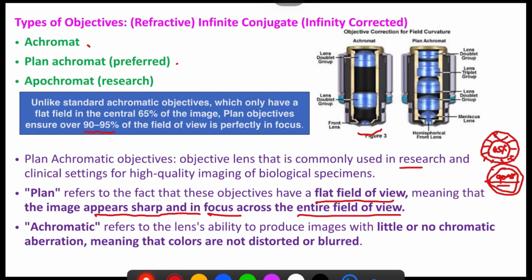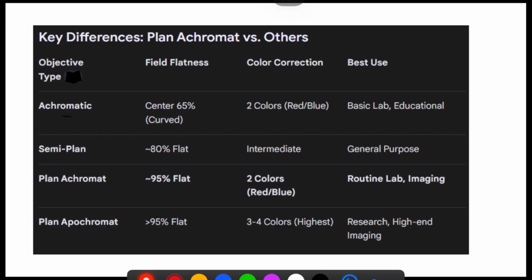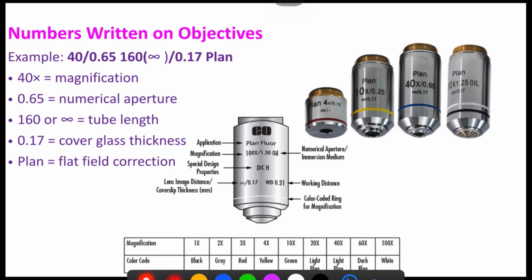Well, achromatic is related to the color of the particular cell. So this is a lens's ability to produce images with little or no chromatic aberration, meaning the colors are not distorted or blurred. So when you choose a microscope, always look at the objective, whether it is plan achromat or not. So this is the basic difference between different types of objectives.